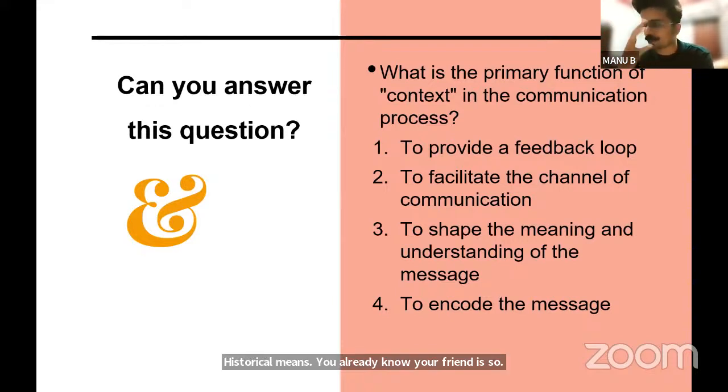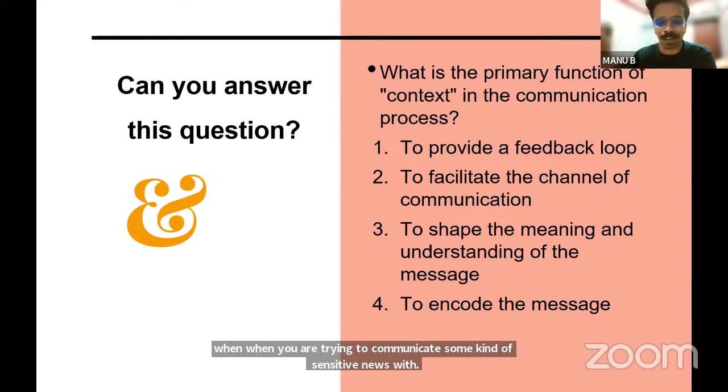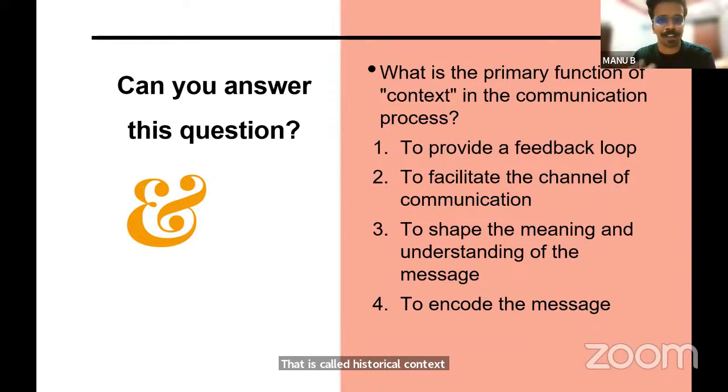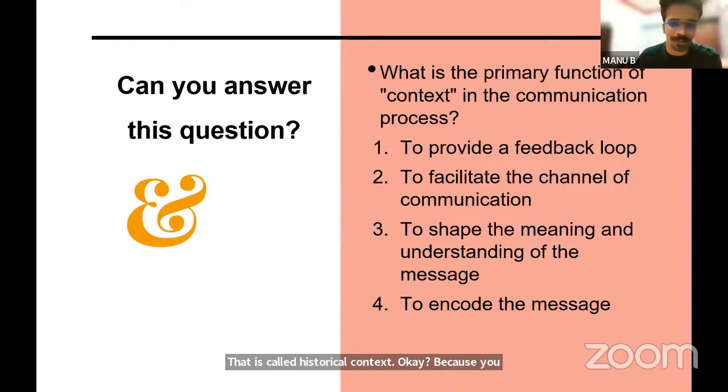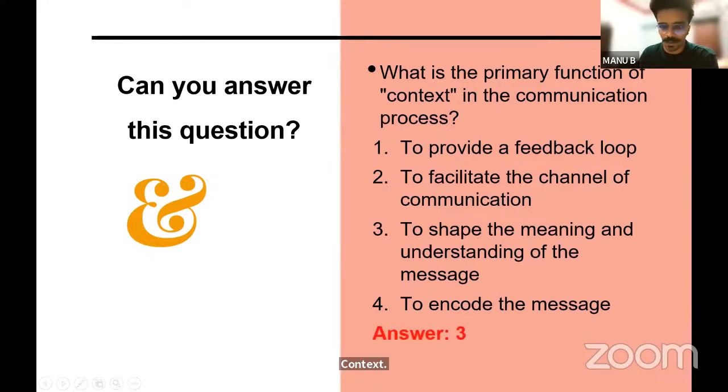news. When you are trying to communicate some kind of sensitive news with your friend, you will modify it in a way. Okay, so that is called historical context. Okay, because you already have a history with this particular situation or that person. Okay, so that's the difference. Okay, so here context. What is the function of context?